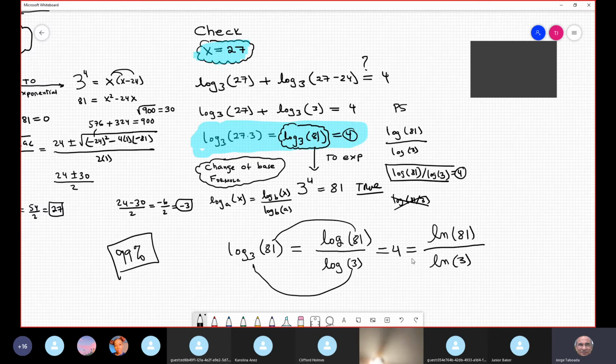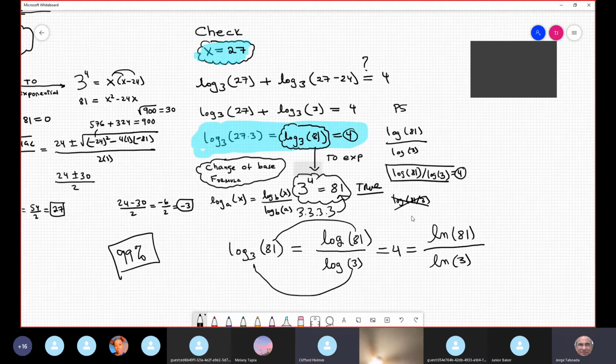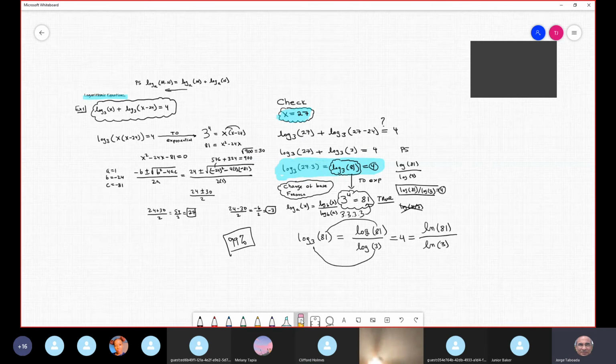you condense, and convert to exponential statement, no? And you see, wow, it's easy because 3 to the 4th power is 81, because 3 times 3 times 3 times 3, 4 times, is 81. Now it's clear or no? Yes. Let's move on to the other example.